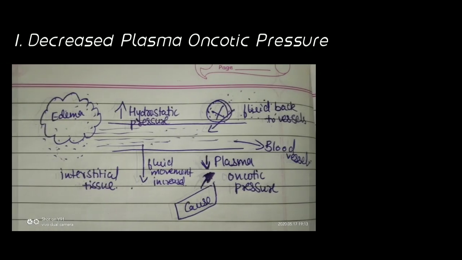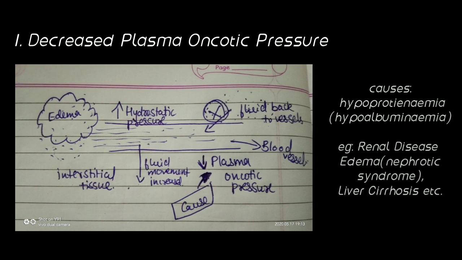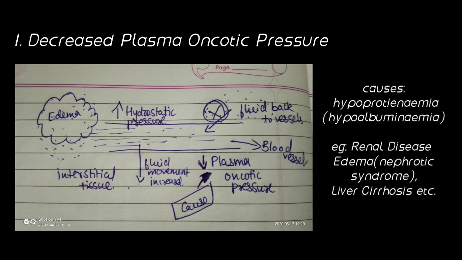Starting off first with decreased plasma oncotic pressure, as plasma oncotic pressure decreases, there is increase in hydrostatic pressure, and thus there is more fluid moving out of the vessels and there is less inward movement of the fluid. This causes edema. It is due to hypoproteinemia, and mainly in hypoproteinemia also due to deficiency of albumin, as albumin constitutes a major part of the oncotic pressure. Now, examples are renal disease edema, liver cirrhosis, etc.